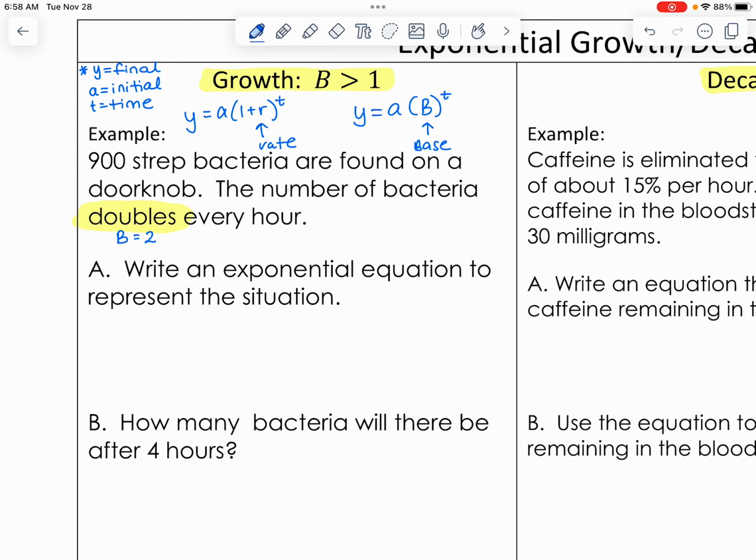So we want to write an exponential equation to represent this situation. So we've got y equals, now our initial amount was back here, that was 900. So y equals 900 times 2 to the power of t. And there's our growth for the strep bacteria.